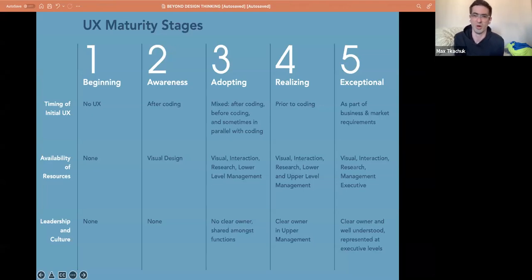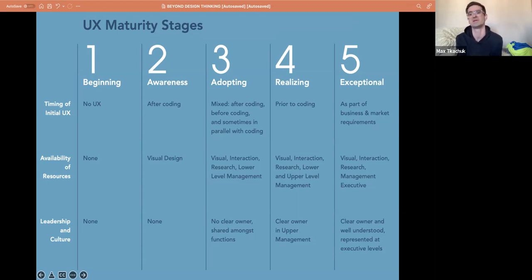Oh, by the way, one more. So this is pretty neat. This was an inspiration for our one, because it has not only ladder steps, but lenses you can see through: timing of UX, availability of resources for that, and leadership and culture issues while you're doing this. So not only a ladder, but some lenses you can look through.